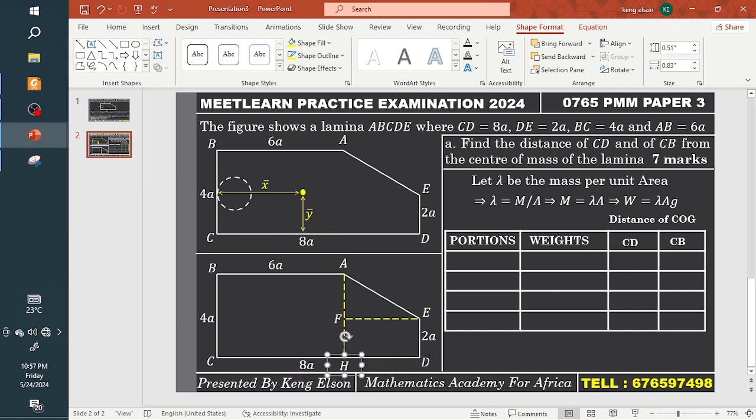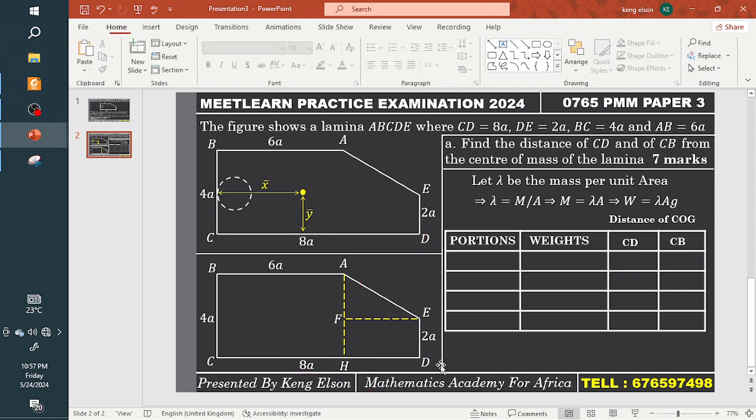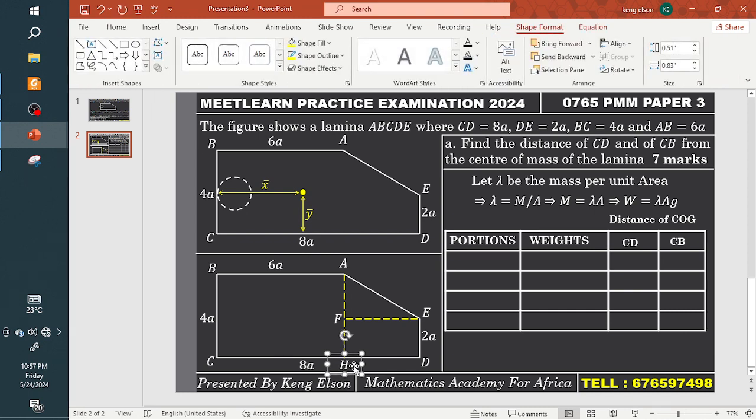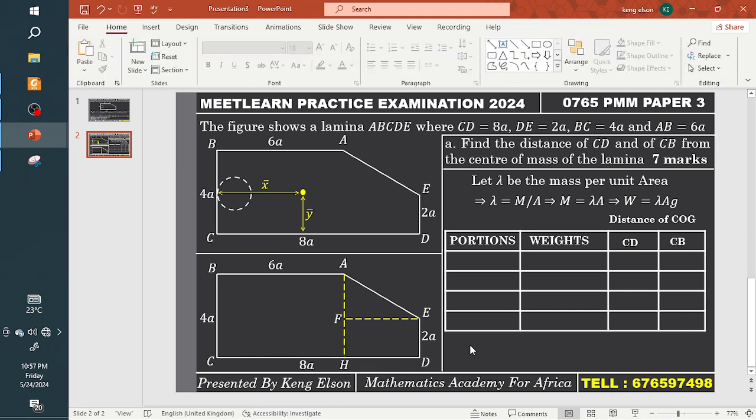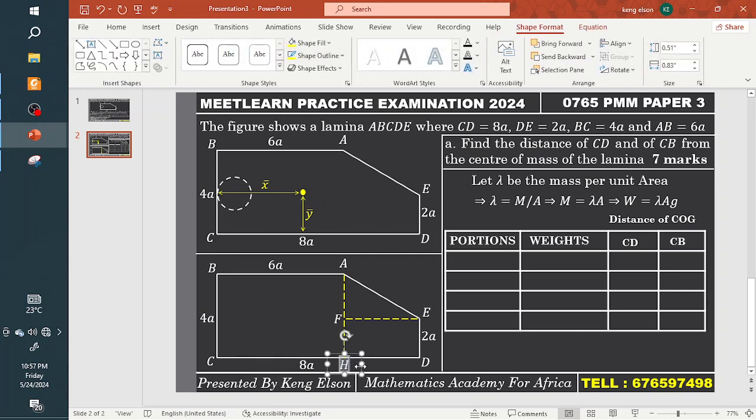Okay. I'm not going to group, alright? I'm not going to group because they have to appear when I'm presenting. So how many portions are there? 1, 2, 3 and then 4. So perfect, those are all the portions.